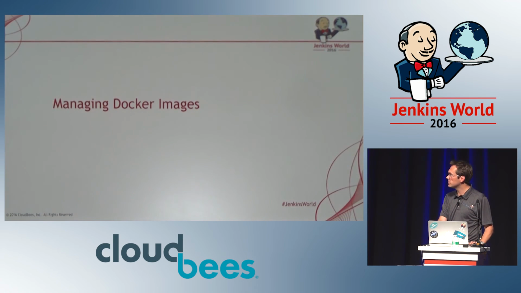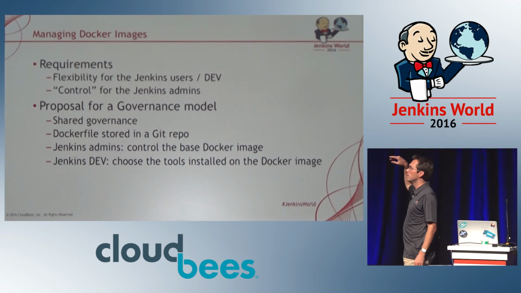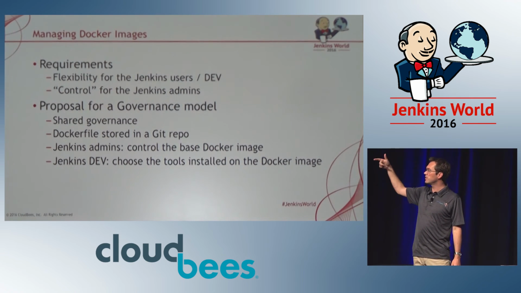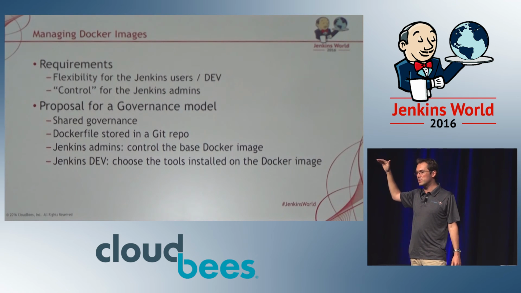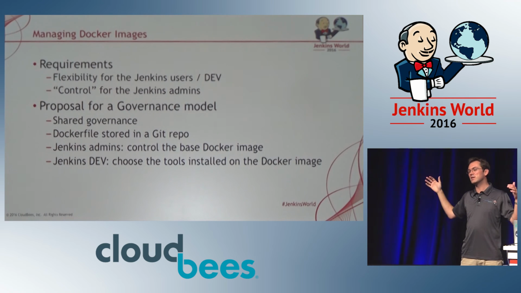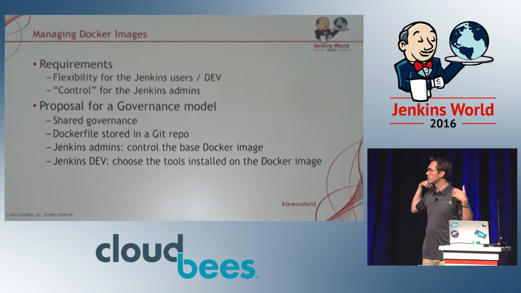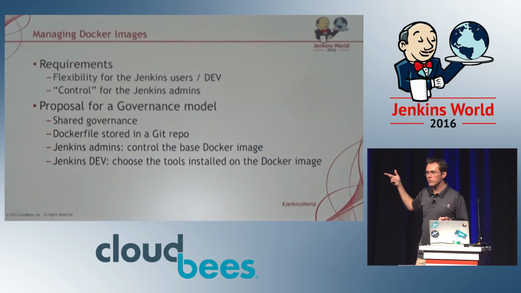Managing Docker images is very important, as we've seen, because the application team will choose their image to build. The requirement that we want is flexibility for the Jenkins users, the developers, to pick the image that they want. But we have a constraint: sometimes the Jenkins admin will want some sort of control on this. And I propose a governance model.